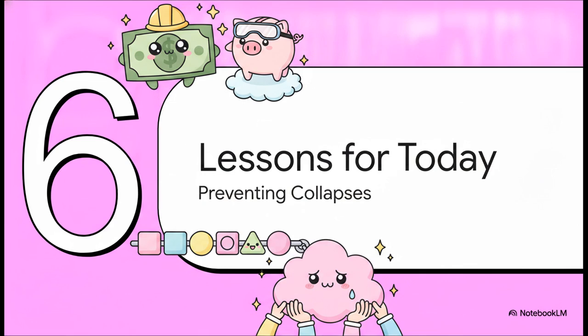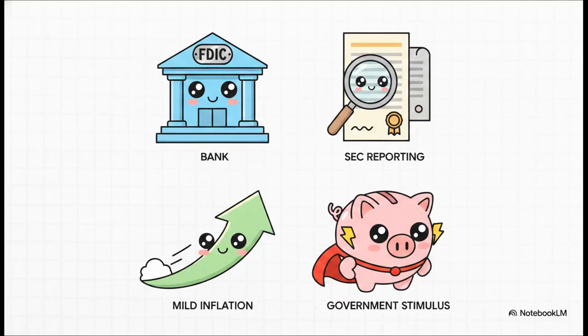Section 6. Lessons for today's economy, preventing the next collapse. The Great Depression lasted over an agonizing decade, but the economic guardrails it forced us to build are still protecting us right now. So, what did we actually learn? Well, economists learned that managing a small, stable amount of inflation is actually healthy because it encourages consumer spending. They also learned that utilizing government stimulus during a downturn is an essential tool to prevent a standard recession from spiraling into a total depression.